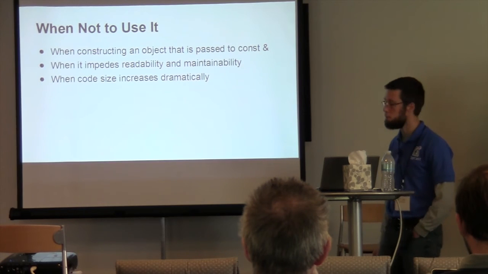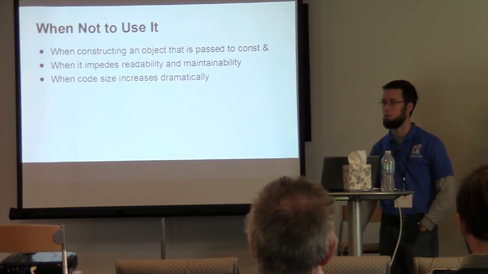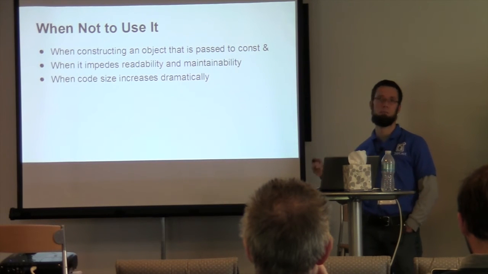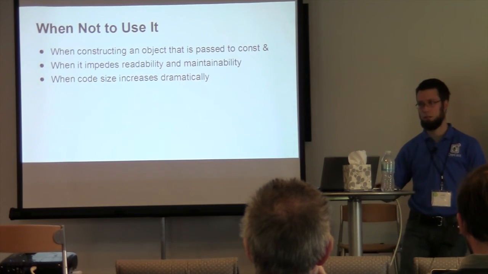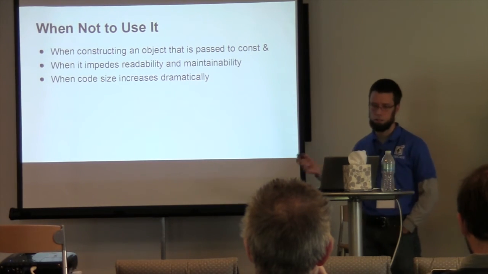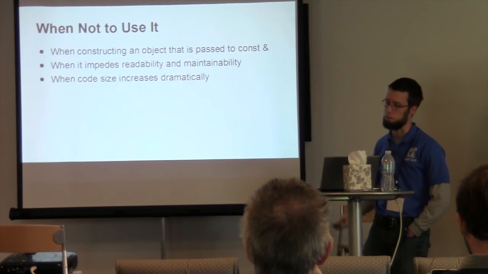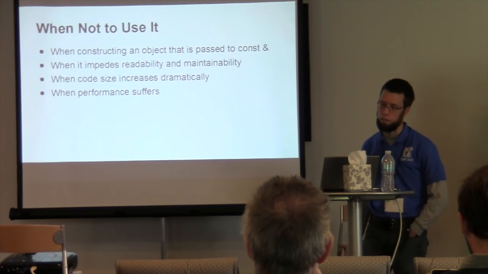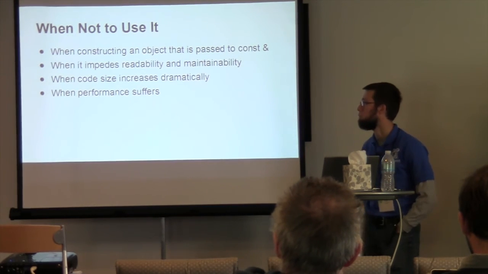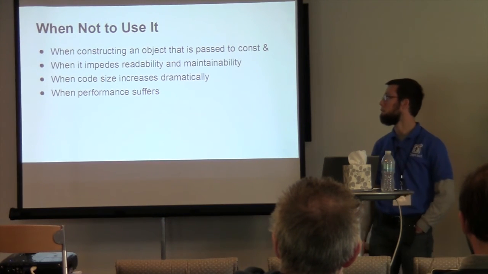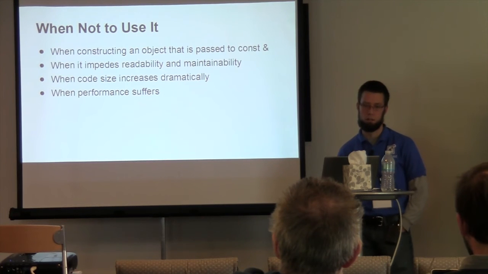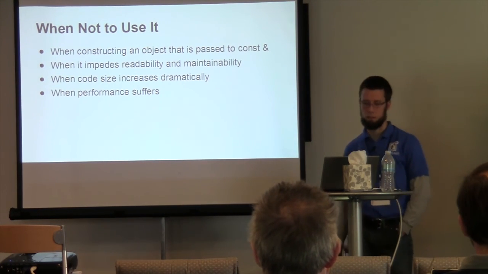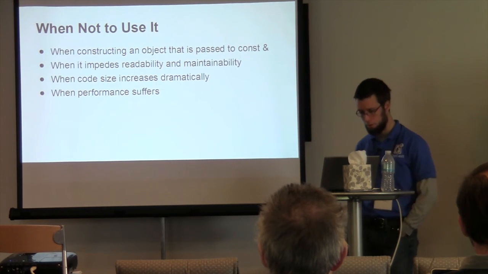When code size increases dramatically. As I was playing with this, I saw in some cases where I'm creating these lambdas inside of templated functions, the compiler didn't like it, and code size was exploding in some cases. And I've also seen cases where playing with this actually made performance worse, and I'm not entirely sure why yet. I'm guessing because the compiler wasn't inlining things as well as it might have been able to otherwise.